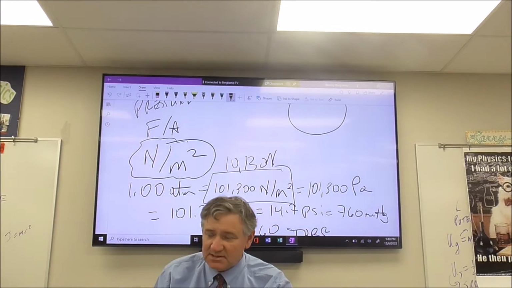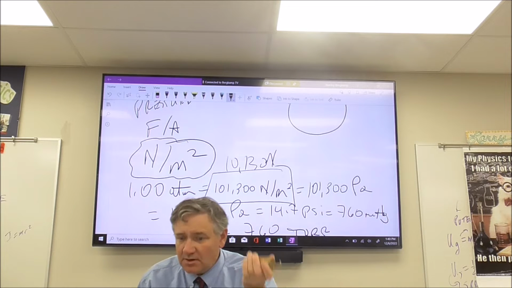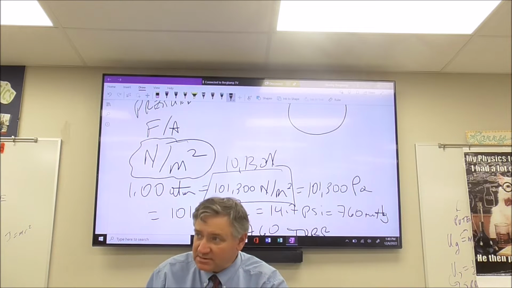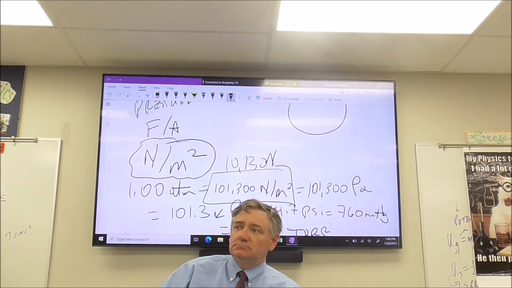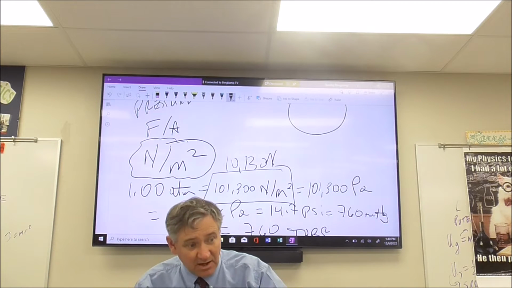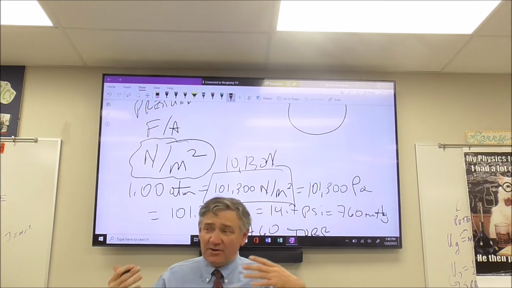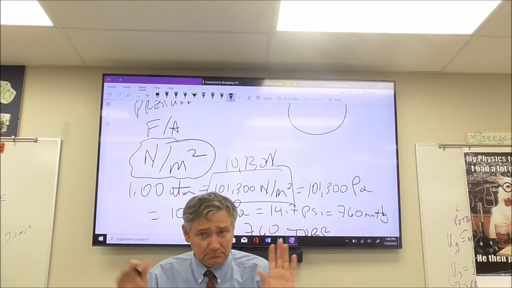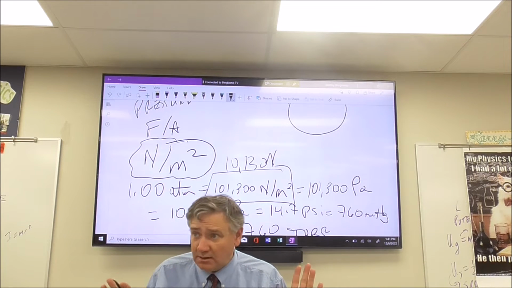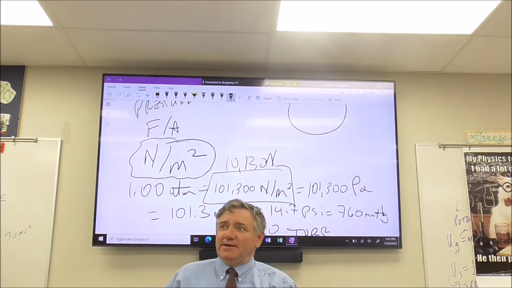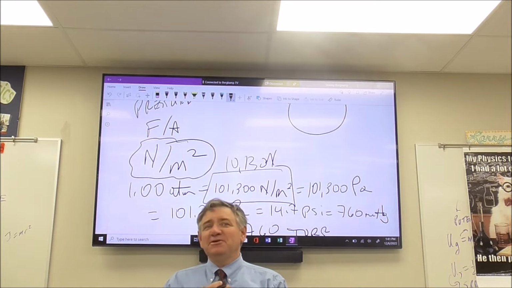So what this means is that for every 1 square meter, there's 10,130 of these, the equivalent weight stacked on every square meter. So it's actually a lot. With 14.7 psi, it's the same thing. Point being is that there's a lot of pressure on us. But that's cool. We're used to it. It's all right. Don't worry about it. I feel it now. Because if you didn't, we couldn't breathe.